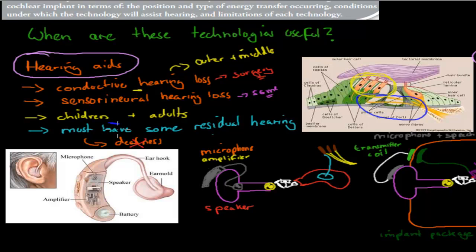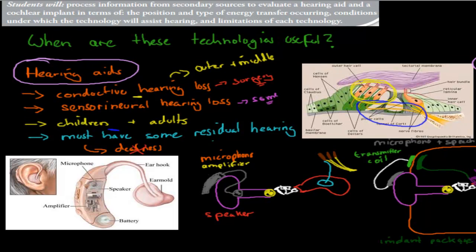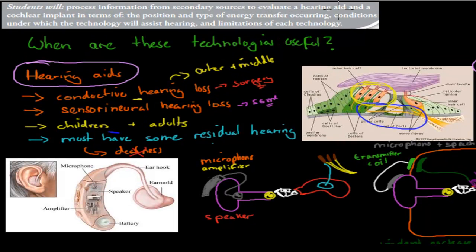At the moment we're covering different parts. The dot point says to evaluate the hearing aid and a cochlear implant in terms of position and type of energy transfer. So that's two things. Conditions under which these technologies will assist hearing. So this is what we're covering at the moment. That's what we covered just now, when they're actually useful. And we're covering a bit about how they actually work as well.